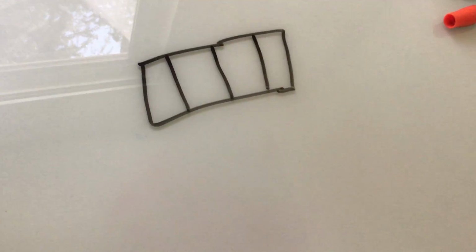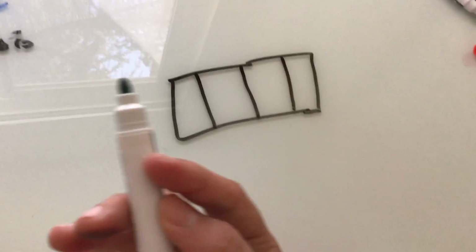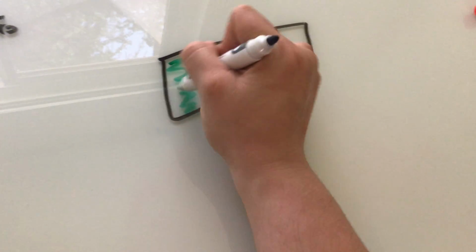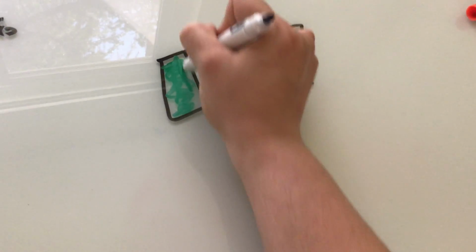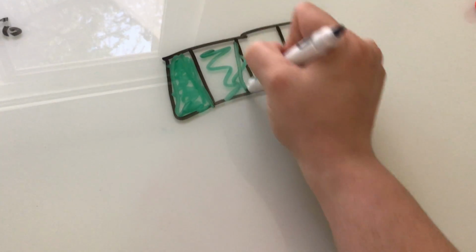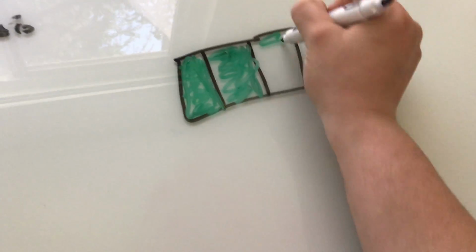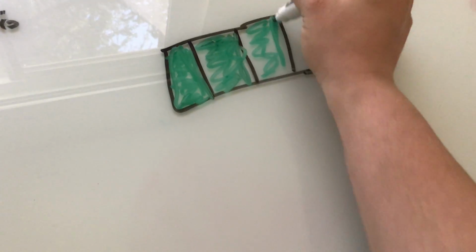So here we're going to use 3/4, and the color green is going to represent the 3/4 of a cup. So we have 3/4. So we have 1/4 here. We have 2/4. And we have 3/4.